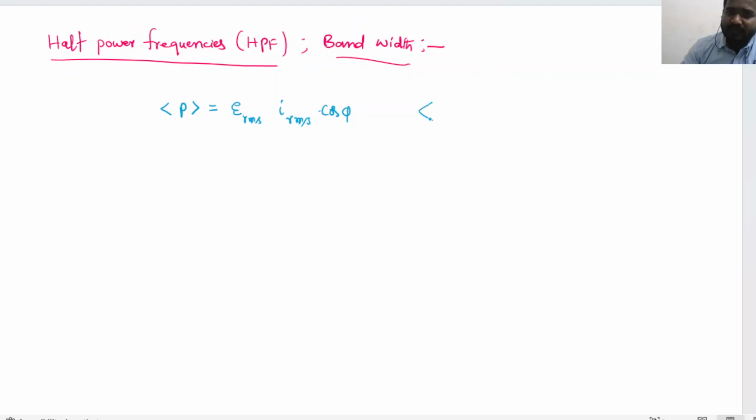Where cos phi is resistance divided by net impedance. Net resistance divided by net impedance. I RMS you can take as E RMS divided by net impedance. So those are the known formulas for this.